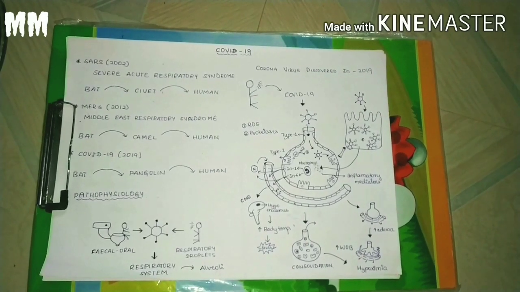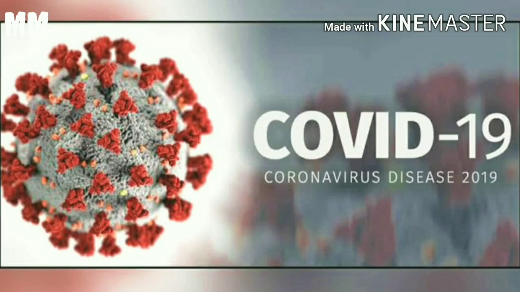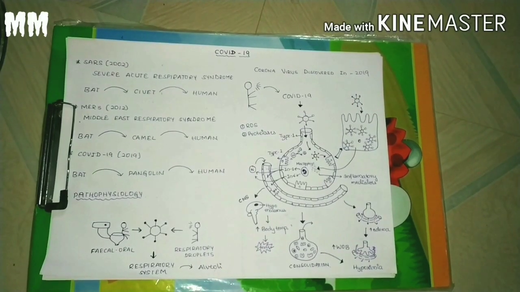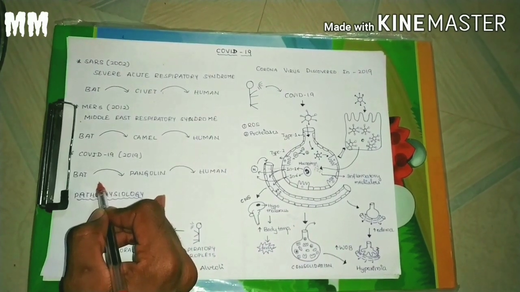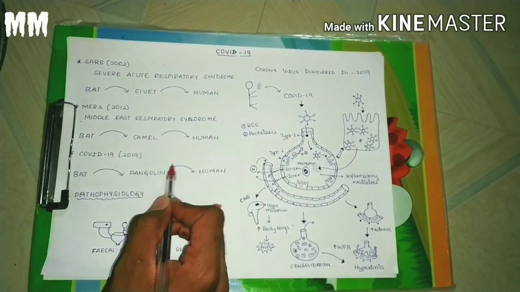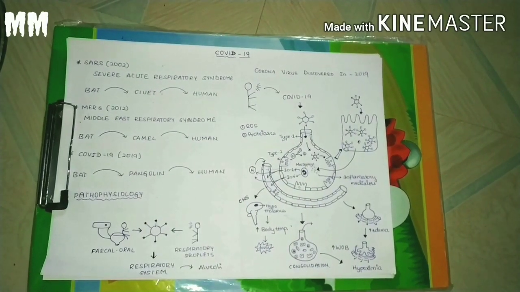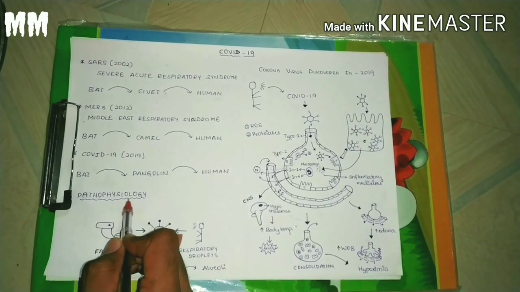And what about 2019, where we now talk about coronavirus 2019, particularly COVID-19. Again we believe that the virus underwent mutation in bats and then had the ability to mutate into a pangolin, and after that into a human and cause COVID-19. Without wasting much time, let's talk about its pathophysiology.